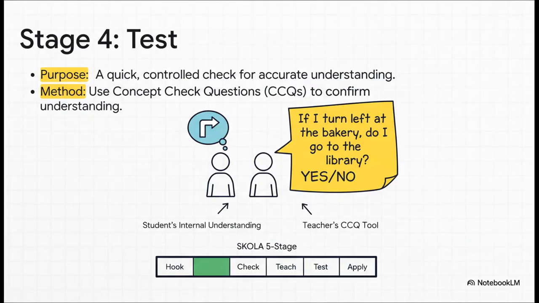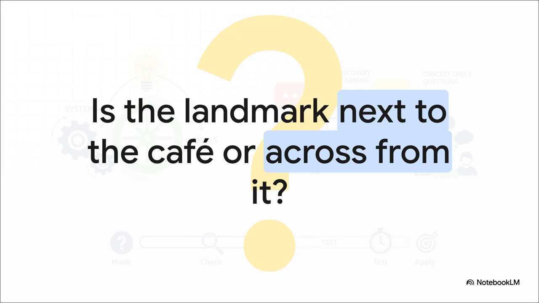Okay, the test stage. Now this isn't a big, scary exam. It's just a quick, sharp check-in to make sure they've understood the concept correctly. And your best friend here is the Concept Check Question, or CCQ. These are very specific questions designed to test understanding. So for example, you could point to the map and ask something like this. This simple question immediately tells you if they've really understood the meaning of opposite. It's quick, it's clear, and there's no hiding.